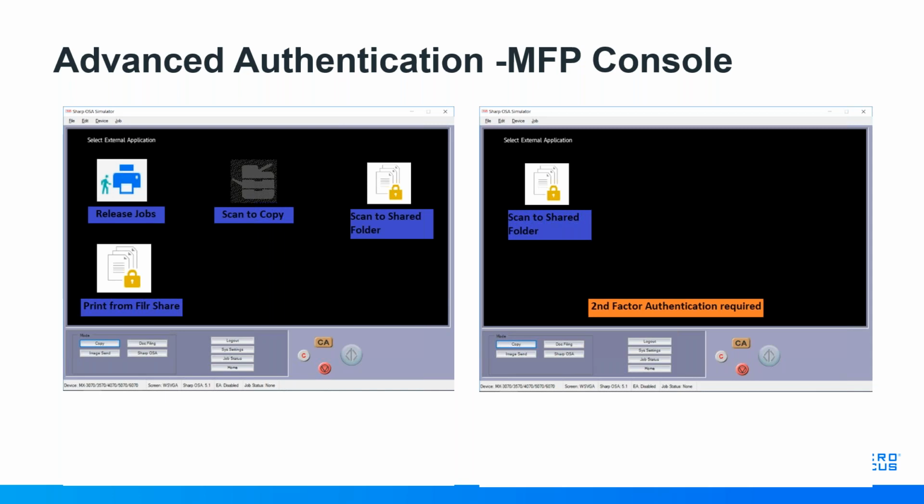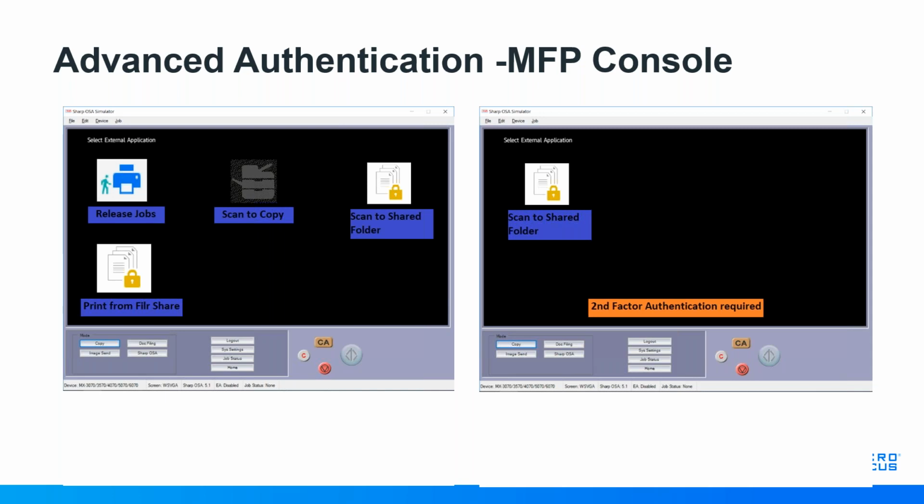But we can choose to implement the second factor for accessing the advanced methods for printing. If you want to scan your documents to a shared folder, you would need to use a second factor there. Or if you want to print from a shared folder, in this example we have used Filer. If you want to use Filer shares, the administrator can choose to implement the second factor authentication on top of this function.